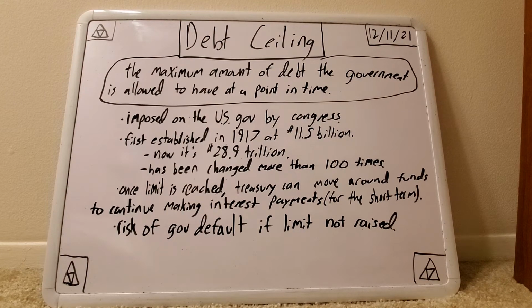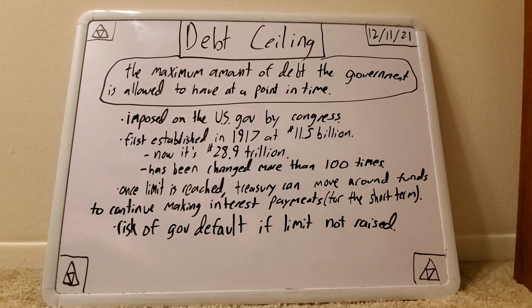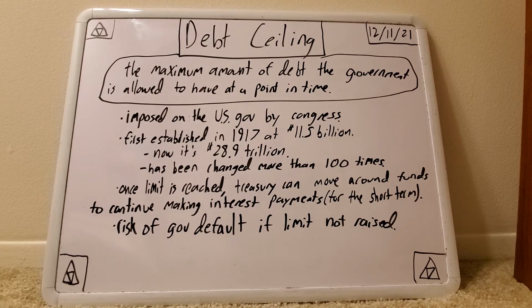And within those years, it has been changed more than 100 times. So raising the debt ceiling is not an infrequent occurrence. It's happened many, many times. And sometimes it actually decreased. So not all of those over 100 times were increases. Some of them were decreases in the debt ceiling, but usually it would increase over time.